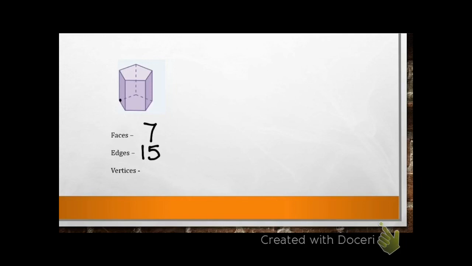All right, now I want you to count the vertices or the corners, the points. Count them all. All right, how many of you got 10? There's 1, 2, 3, 4, 5, 6, 7, 8, 9, 10. There's 10 vertices or 10 corners.